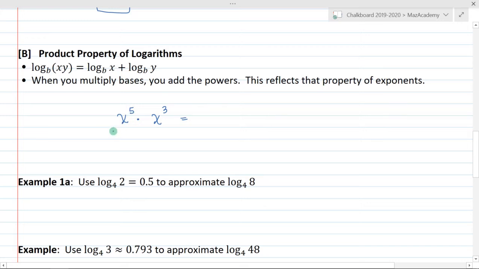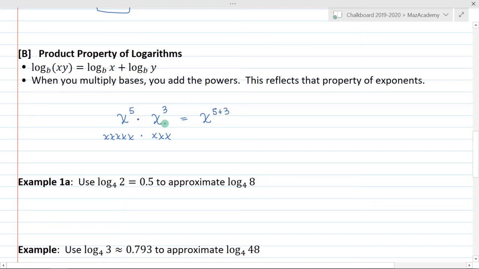Because this is, and this is the way I taught it back in chapter 6, that this is actually 5 x's, right? x times x times x times x times x, all right? And this is 3 of them. And so how many x's do you have in total? Well, you have 8 of them. So what you get here is 5 plus 3. Not 15, you get that.